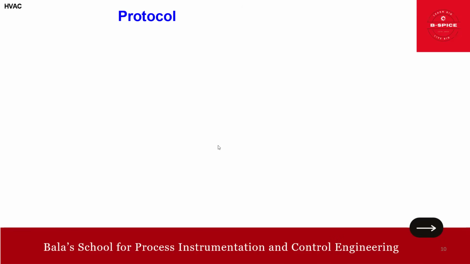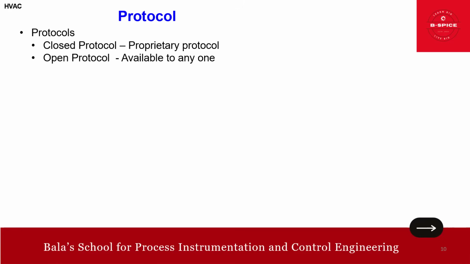Then we go into the protocol. Friends, there are three classifications. One is a closed protocol, second is an open protocol, and third is a standard protocol. See, a closed protocol is a proprietary protocol used by a specific equipment manufacturer. An open protocol is available to anyone, but not published by a standards organization. A standard protocol is also available to anyone, but it is created by a standards organization. So that is about the classifications of protocol.